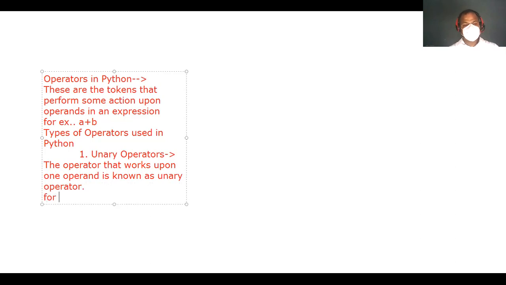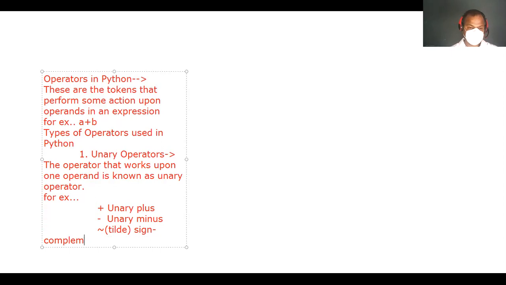For example, the plus sign, unary plus. If I write minus, then unary minus. Likewise, for complement we have the tilde sign. This is known as tilde. Tilde sign. What is this? This is the complement operator.